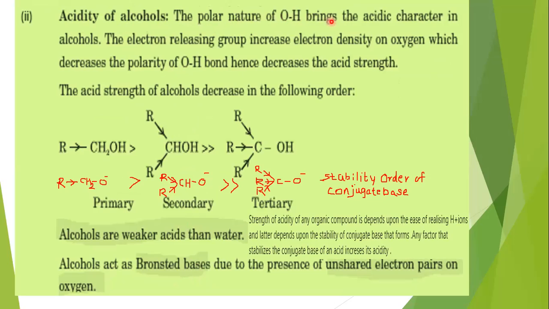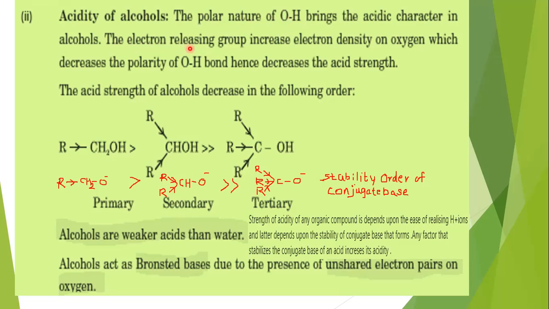The polar nature of OH bond brings the acidic character in alcohols. We know that OH bond is polar in nature because oxygen is more electronegative than hydrogen. So the shared electron pair in this OH bond is more attracted towards oxygen side. Hence, oxygen gets partial negative charge and hydrogen gets partial positive charge. Okay, so OH bond has polar nature.